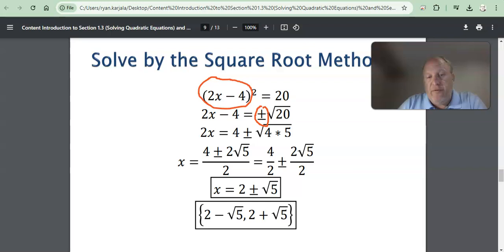So this time you end up with 4 plus or minus 2 square root of 5 over 2, which then reduces to 2 plus or minus square root of 5. Then here's your solution set. Now I want to point out something here. You see how we went from square root of 20 to square root of 4 times 5? We want to break it into a perfect square times another number, and the square root of 4 is 2. And 5 doesn't have a square root, so it stays underneath the radical symbol.